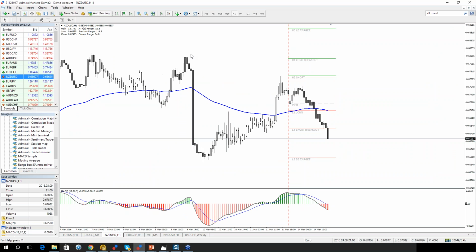Look at this, N, inverted N, 1, 2, 3, inverted N.